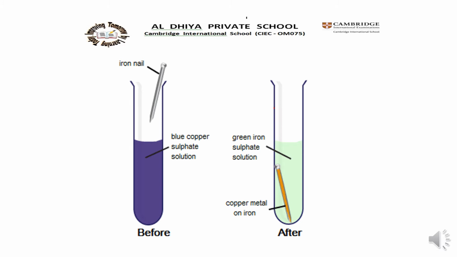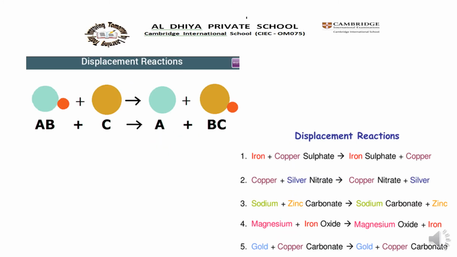Which element is displacing which? Iron displaces copper. Why could this element displace the other? Because iron is more reactive than copper. This push out is called displacement. So this type of reaction is called displacement reaction. That means a more reactive metal can replace a less reactive one. Understood? Here I will show you some examples.